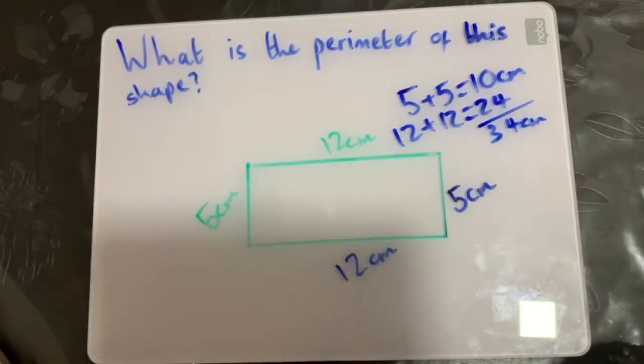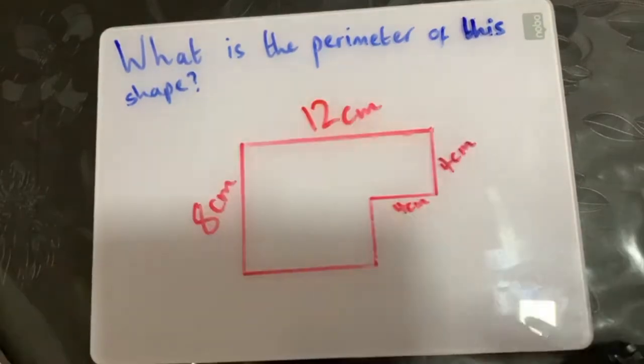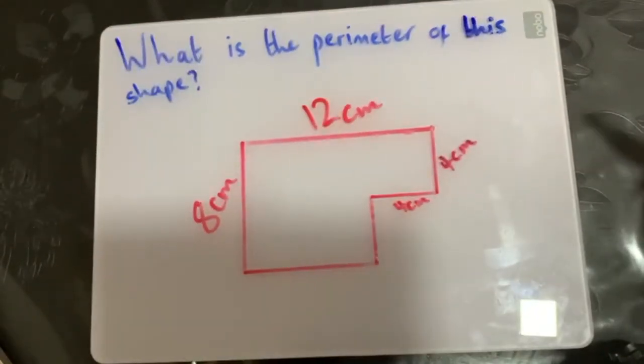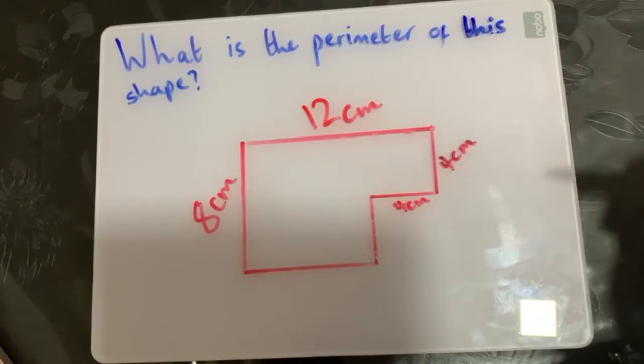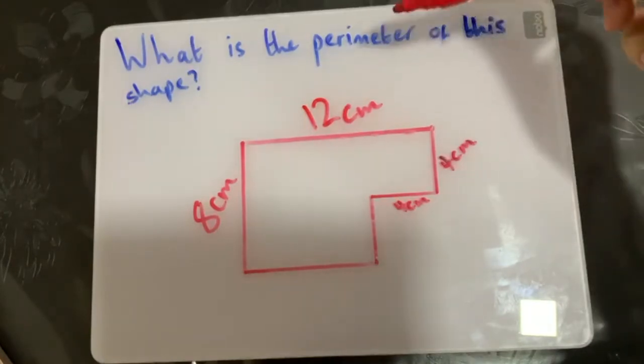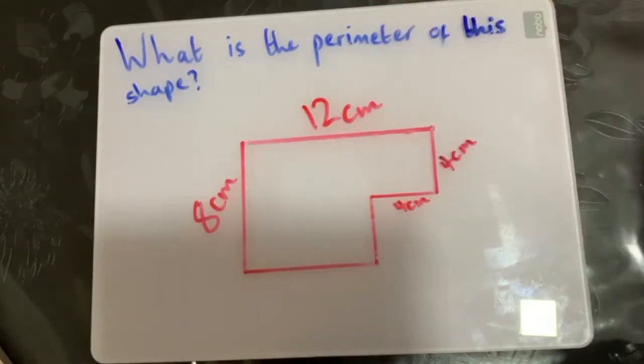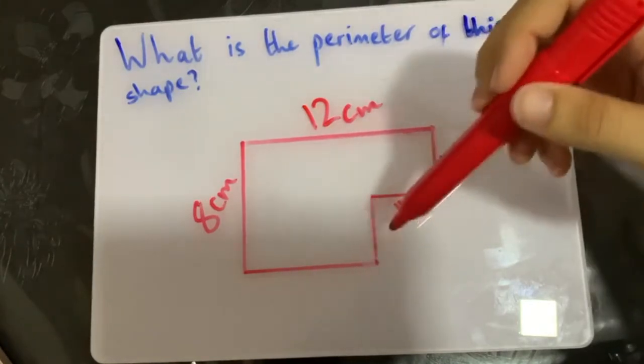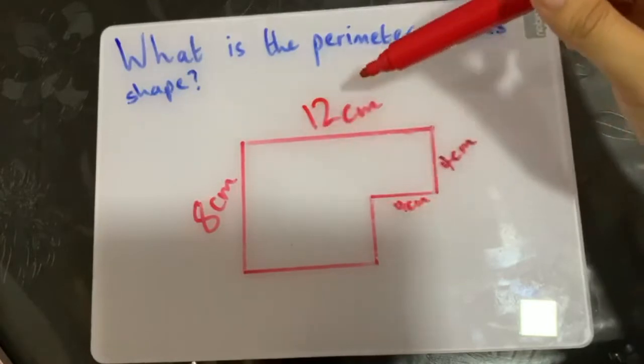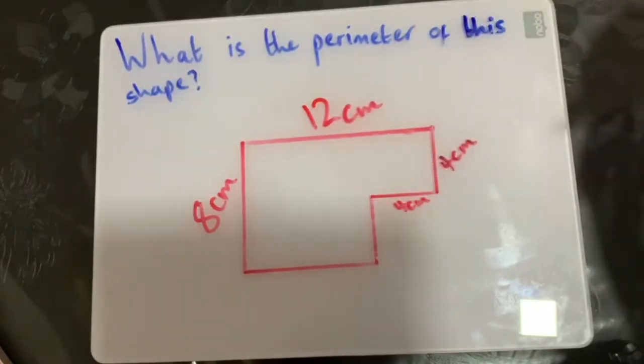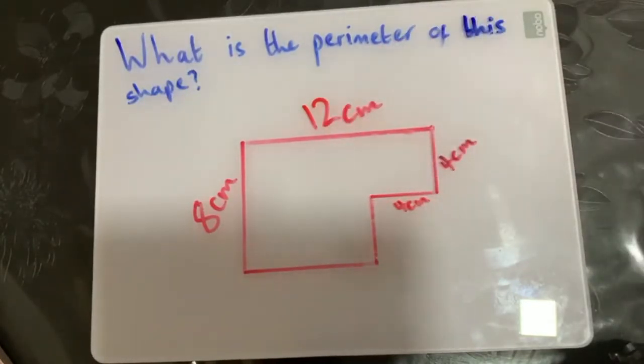Now we're going to move on to a little bit of a trickier one. Here's our next one. It's a little bit trickier, but we're going to get through it. So it's the same question again. What is the perimeter of this shape? But this time we're missing some of our sides measurements. So I'm going to show you how to work this out without a ruler.